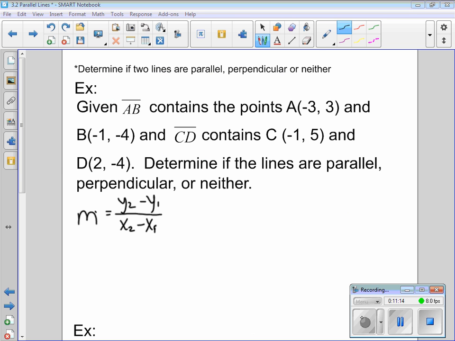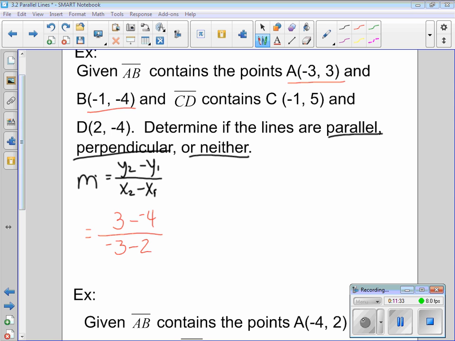Okay, in this problem, they ask you to determine if the lines are parallel, perpendicular, or neither. So it's just going to be a matter of us doing the slope formula. So what we're going to do is we're going to take the points for A, B, and we're going to plug them into the slope formula. Whenever that's a subtraction of a negative number, I always circle it and put a plus above it to help me realize I just add those two numbers. Okay, and there's the slope of that one. Go ahead and put me on pause, and I now want you to find the slope of CD.